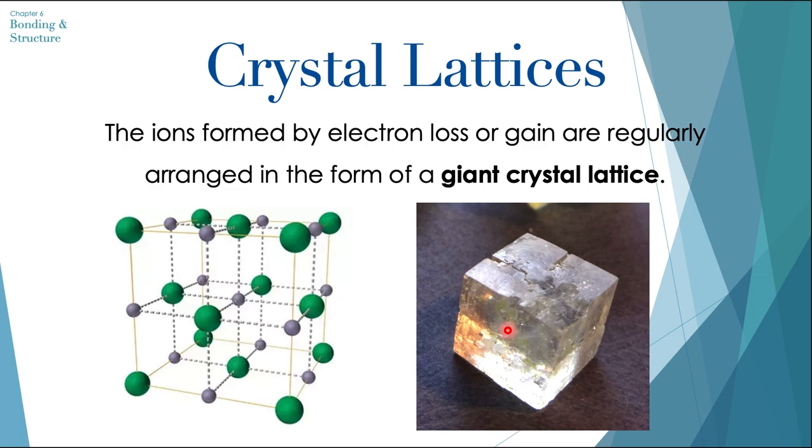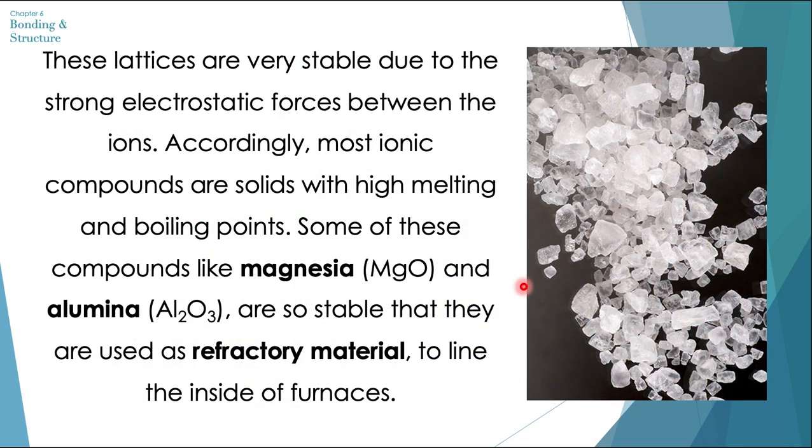So the ionic compounds formed by electron loss or gain are regularly arranged, and the end product of this arrangement is a crystal lattice. So this is the salt crystal lattice, the sodium chloride crystal lattice, and this is the regular cube shape of the sodium chloride crystal. These lattices are very stable due to the strong electrostatic forces between the ions. And so accordingly, most ionic compounds are solids with high melting and boiling points.